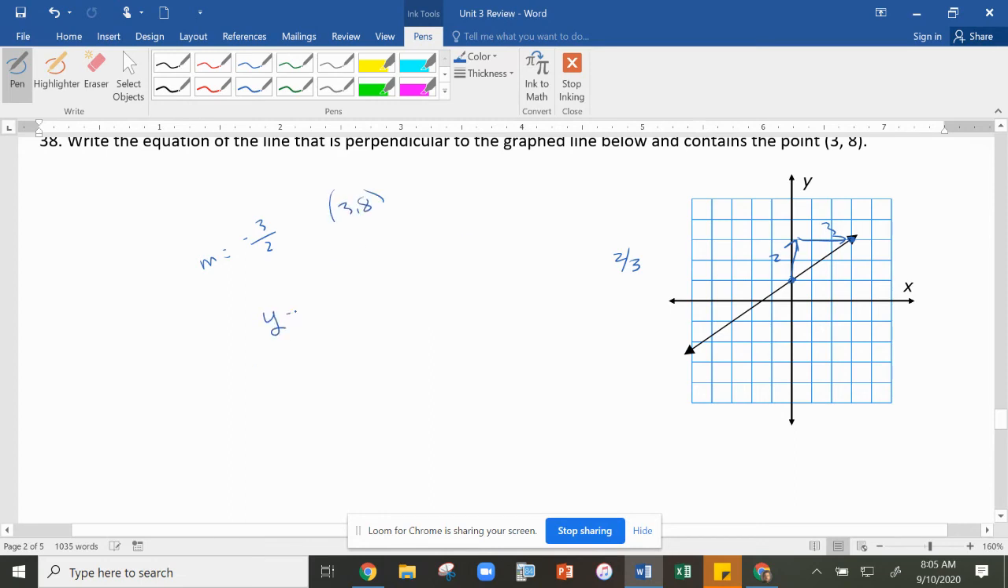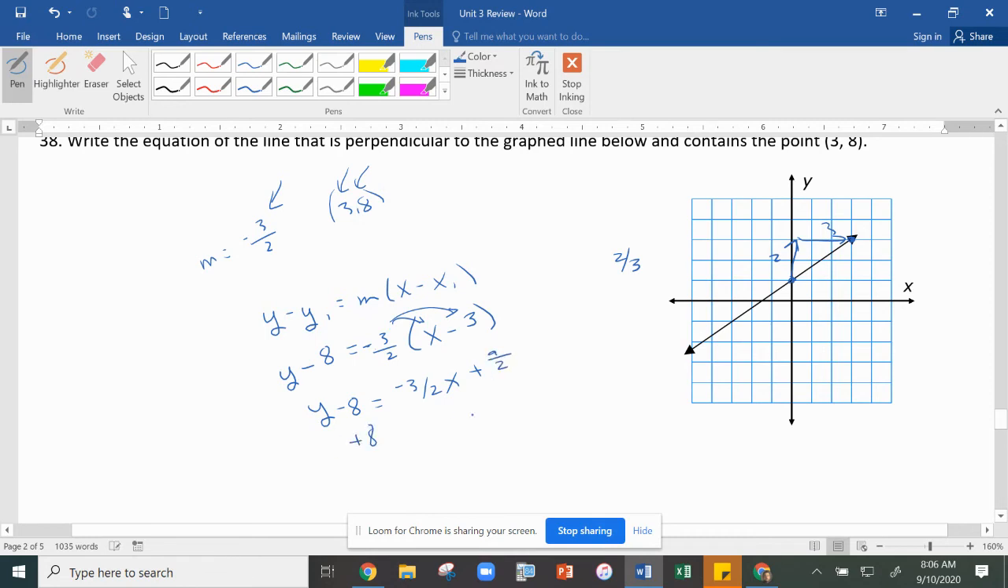So we're going to use our point slope form. y minus y1 equals m times x minus x1. We plug in everything we know. So we're going to do y minus, this is my y, 8, equals my slope, which is negative 3 over 2, times x minus my x value, which is 3. And then simplify it down. Distribute. y minus 8 is equal to negative 3 over 2 x. Negative times a negative is a positive, and this gives you 9 over 2.